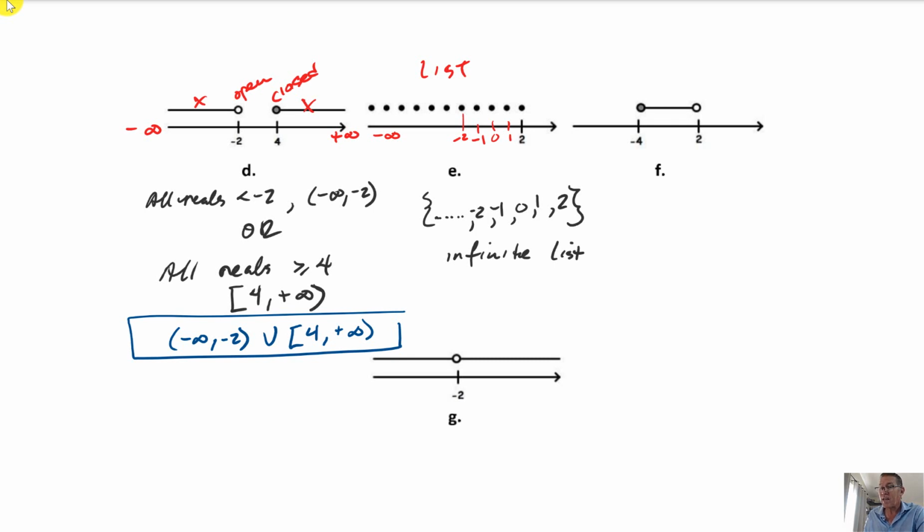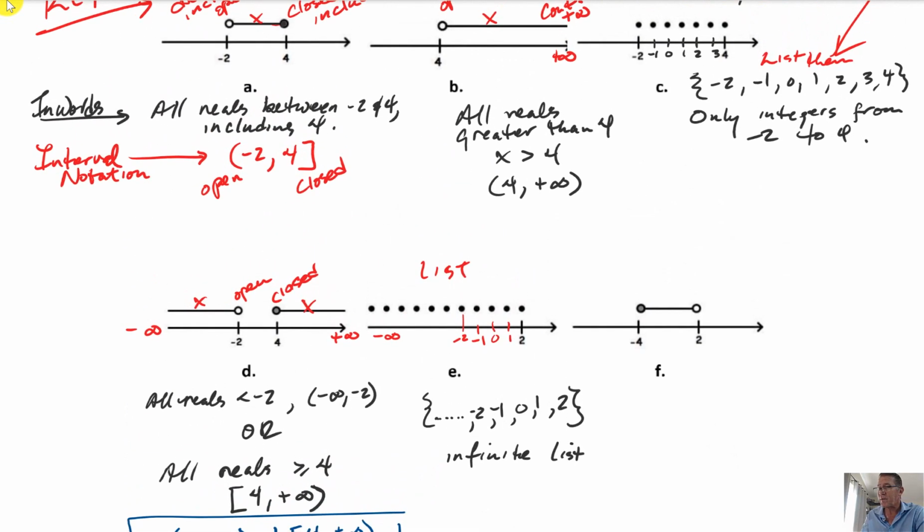So it doesn't contain just like 7 numbers like the previous list. So that was a finite list. Finite meaning that you have a specific number of elements in the list, whereas graph E right here, it's an infinite list, and so it goes towards negative infinity to the left because there's no end. It just keeps on going.